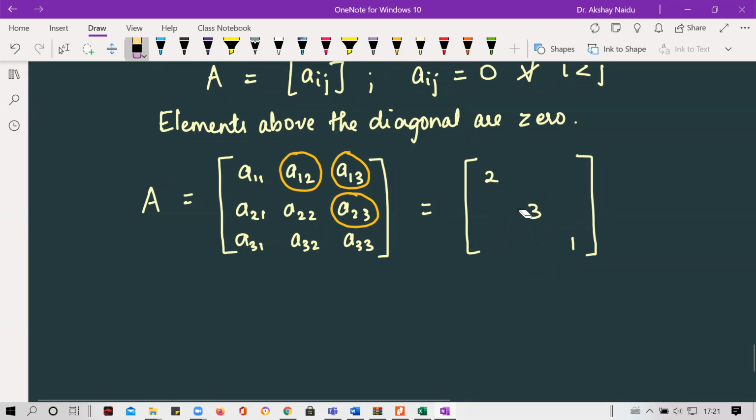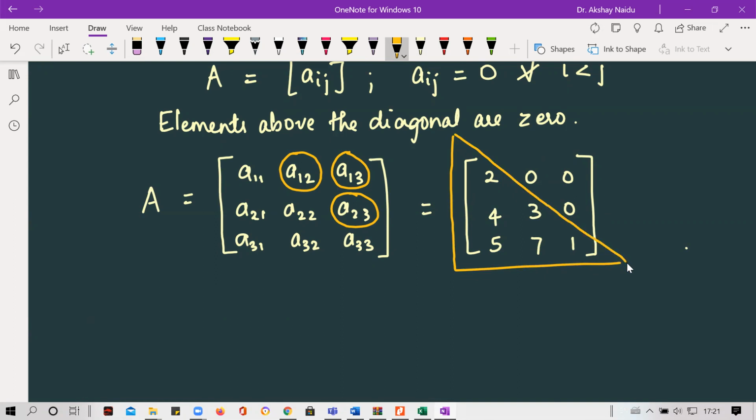Sir, I think the 0 should be above. Pardon? Yeah. So here these should be 0 and so elements above the diagonal are 0 whereas others are not. So now when you see the elements below the diagonal, they form a triangle.